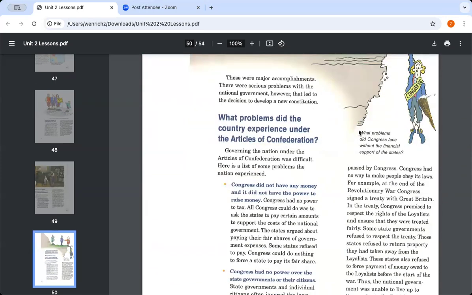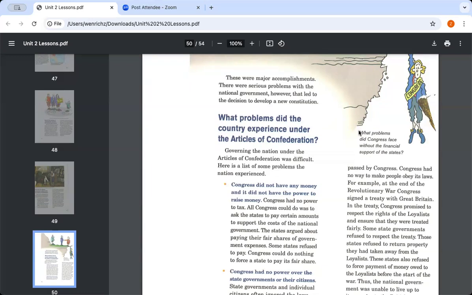Now, the problems under the Articles of Confederation. Governing the nation under the Articles of Confederation was difficult. Here is a list of problems the nation experienced. 1. Congress did not have any money and it did not have the power to raise money. Congress had no power to tax.